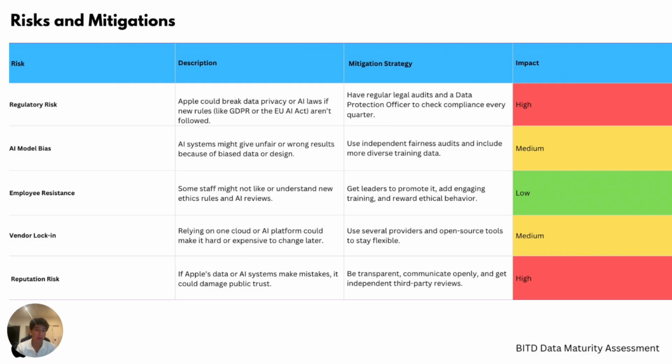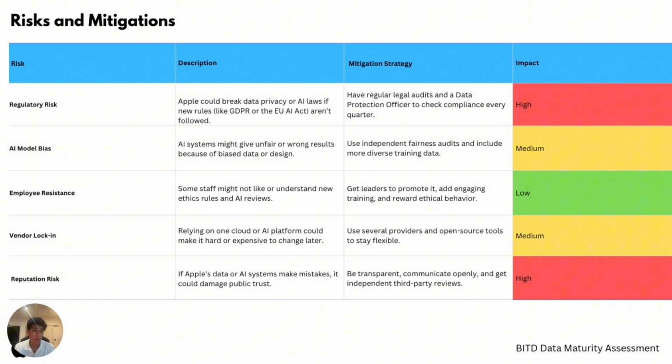And finally, here we have our risks and mitigations, starting off with our regulatory risks. We can mitigate this by having regular legal audits and having data protection officers check compliances every quarter. For the AI model bias risk, we can use independent fairness audits and include more diverse training data. For the employee resistance risk, we can get leaders to promote it with engaging training and reward ethical behavior. For the vendor lock-in risk, we can use several providers and use open source tools to stay flexible.